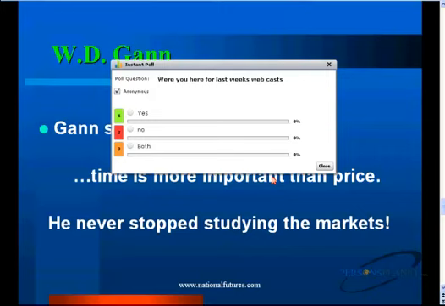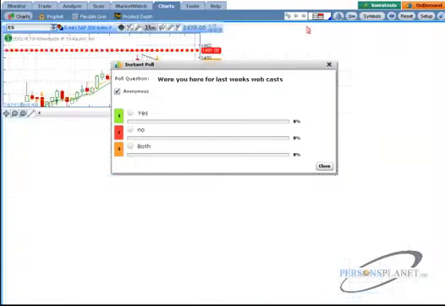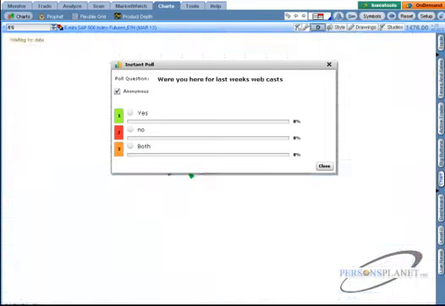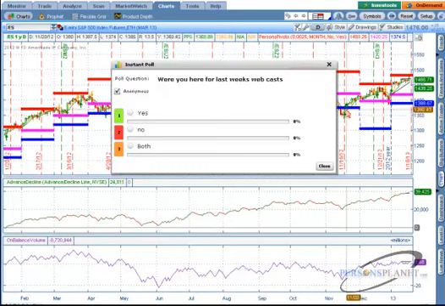One of the things that Gann stated is that time is more important than price. And this man never stopped studying the markets. Time is more important than price. So let me tell you about Person's pivots, all right? What's the power behind it? Time.